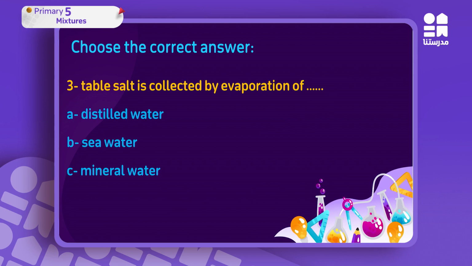Number 3, table salt, which is soluble in water, is collected by evaporation. By evaporation of what? Evaporation of seawater. That's how we obtain salt, or table salt, from seawater.